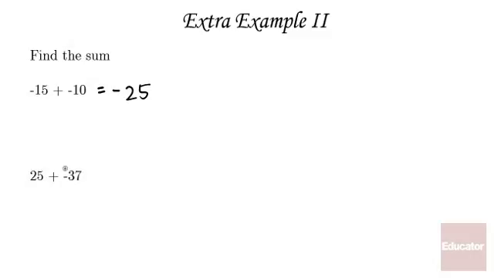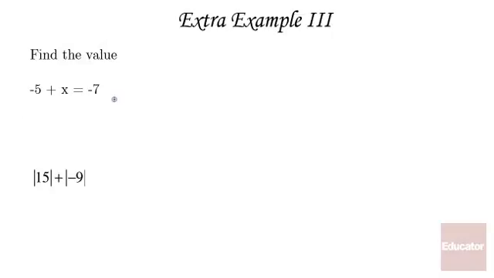Okay. The next one, I have a positive number and a negative number. So again, I take the absolute value, so I'm just going to think of both of these as positive numbers. So 37 minus 25, which is 12, right? And then I take the sign of this number because 37 is bigger than 25. So that has a sign of negative. That means I'm going to give this that same sign. So it's going to be negative 12.